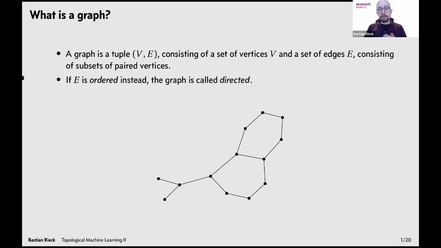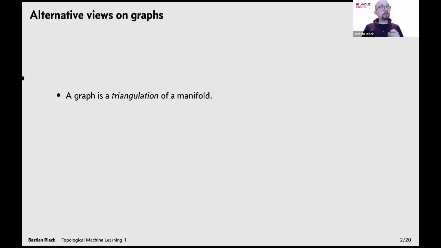And the reason why I'm mentioning this is not to have a deep philosophical debate about what it means for something to be a graph, but rather to tell you that we often assume that we have some underlying geometry of the graph, but this is not always the case. And to see what I mean by this, let's take a look at some alternative views on graphs. So what could graphs be?